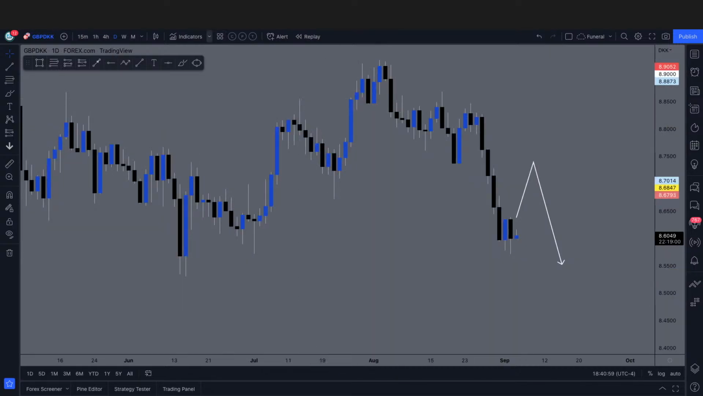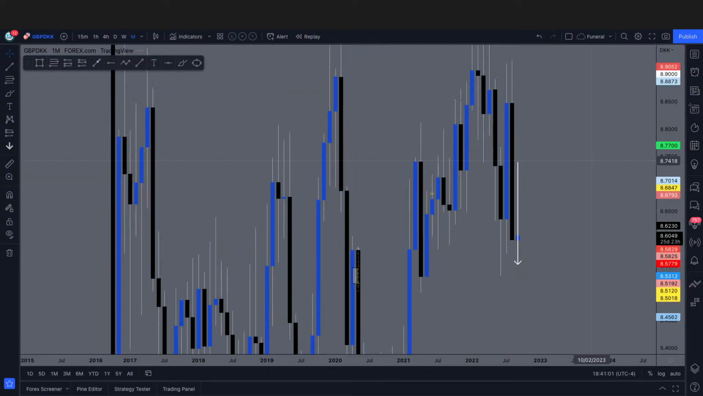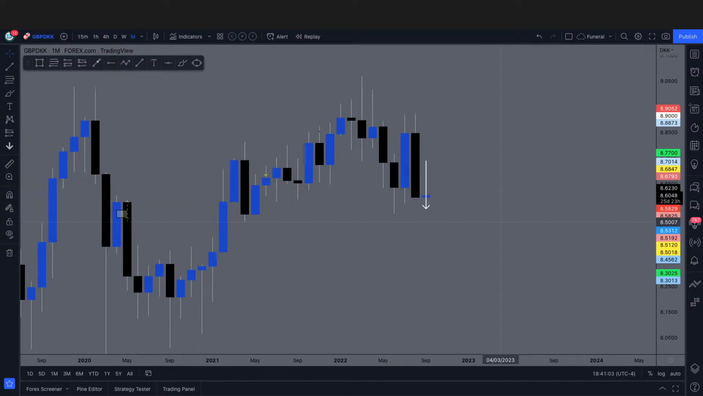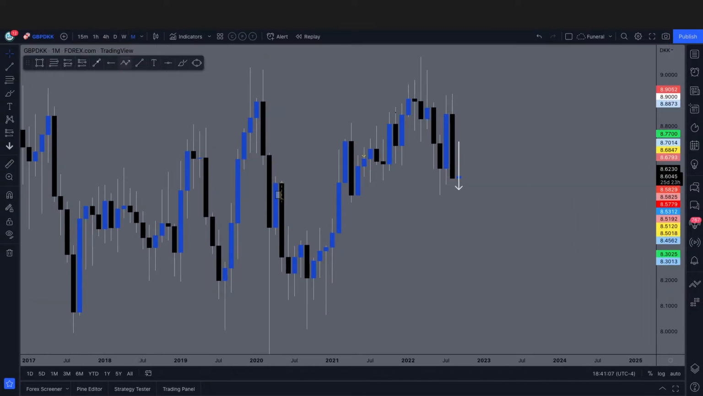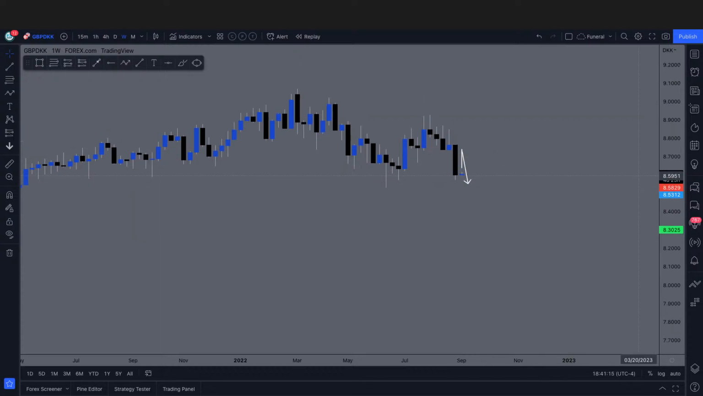If we go down to GBP/DKK from the monthly time frame, we are starting to push to the downside. So we've had an impulse and a retracement, and we're looking to start the next impulse to the downside right here. So further continuation to the downside is possible. If we look at it from the weekly time frame, we do have this weird supply demand area right in here that could possibly get retested before we see the continuation to the downside.